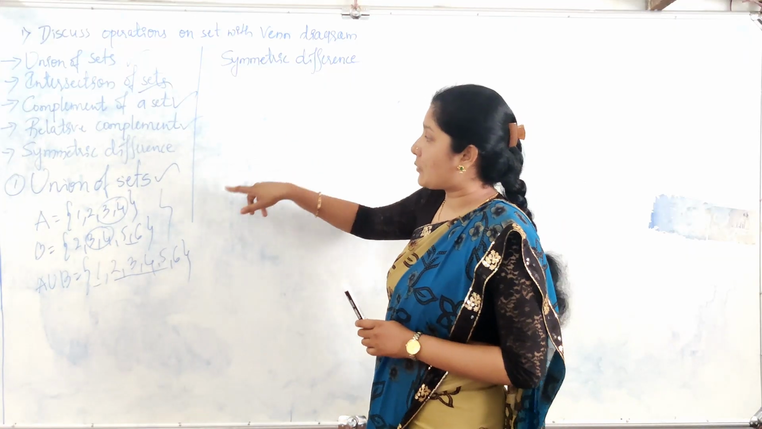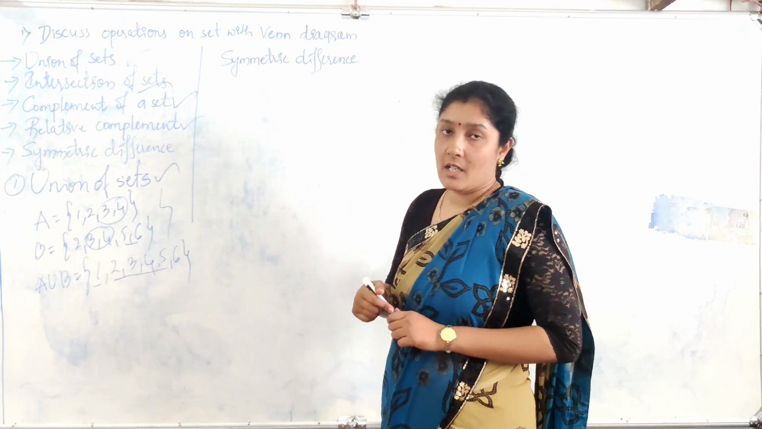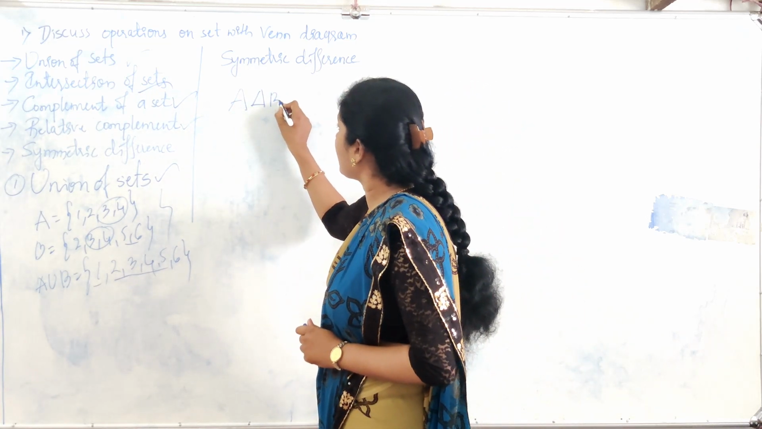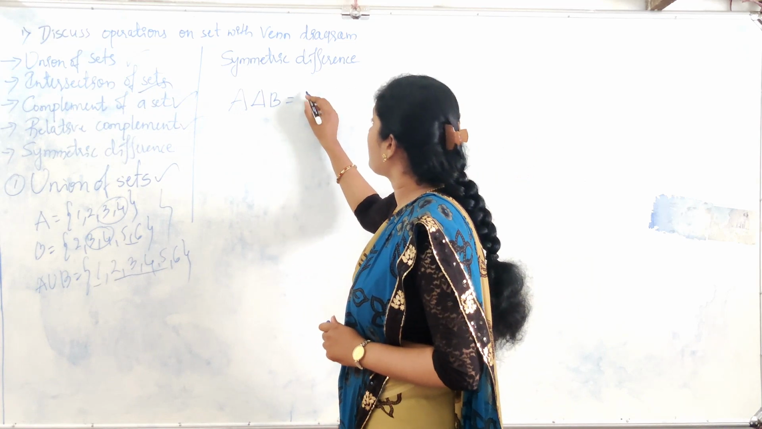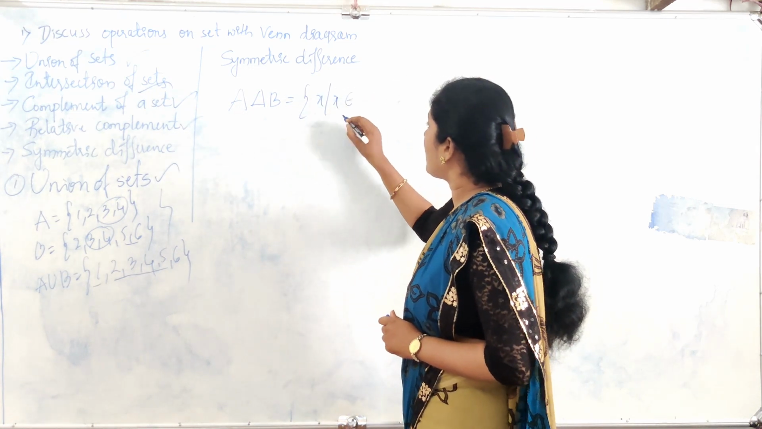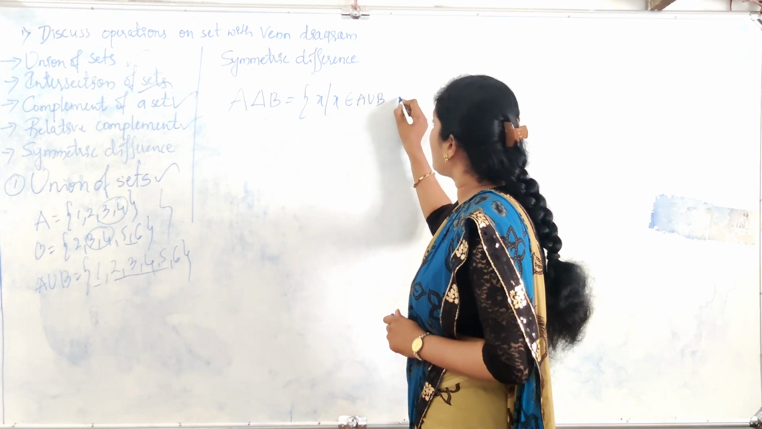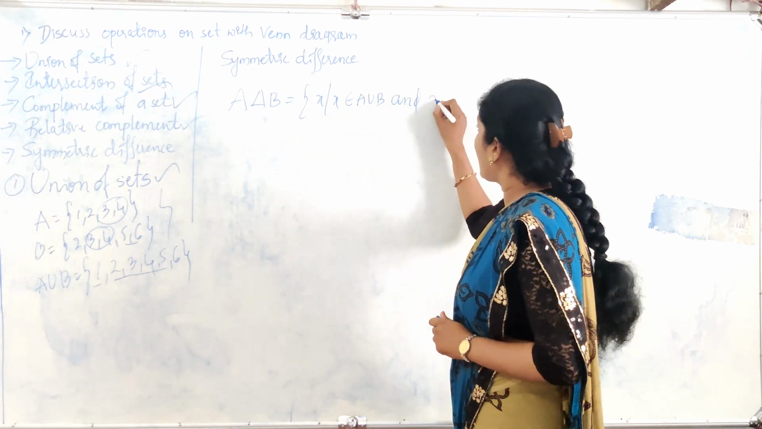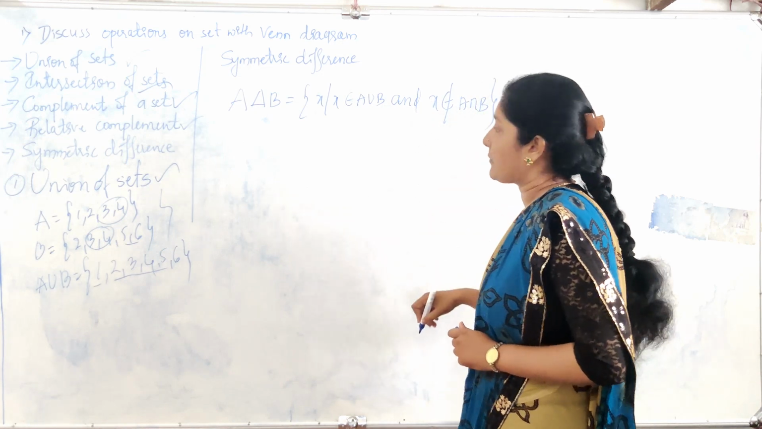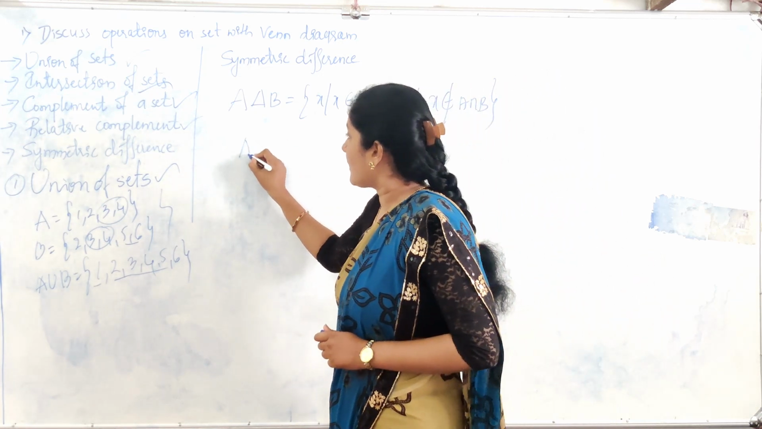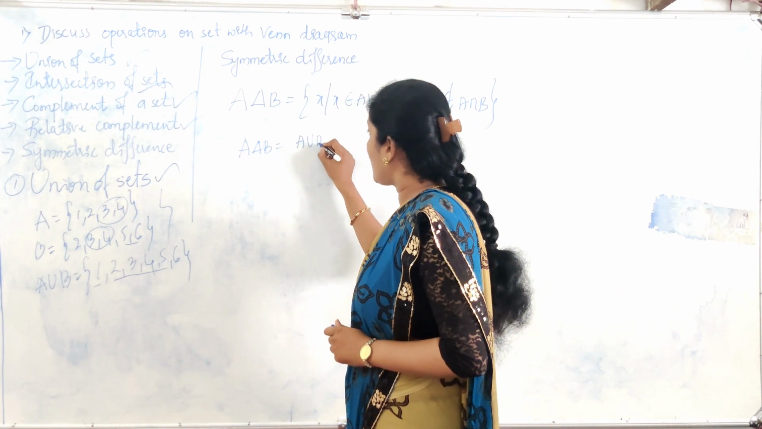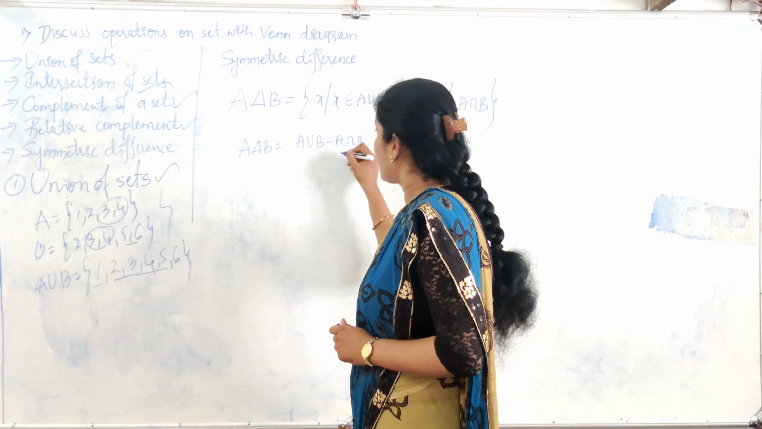Now the next one, the last one, is symmetric difference. Symmetric difference is represented like this. Symmetric difference will be X such that X belongs to A union B and X does not belong to A intersection B. So in general, A symmetric difference B will be A union B minus A intersection B.